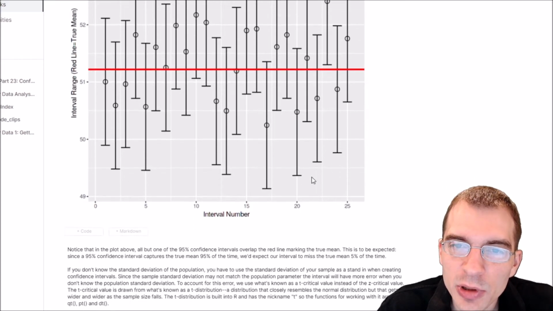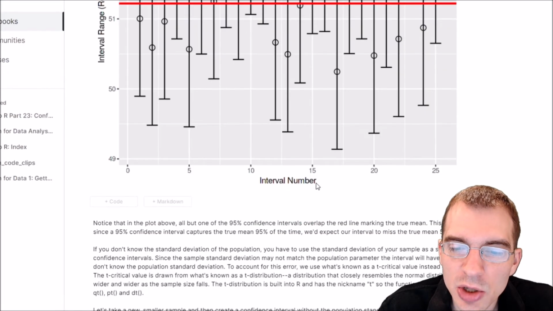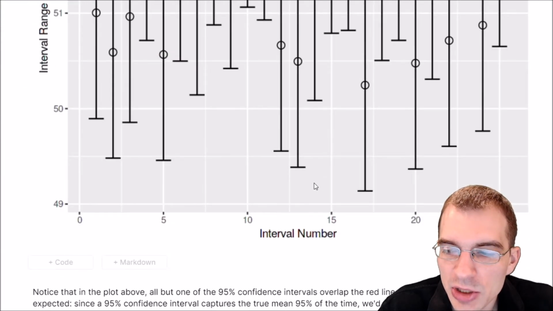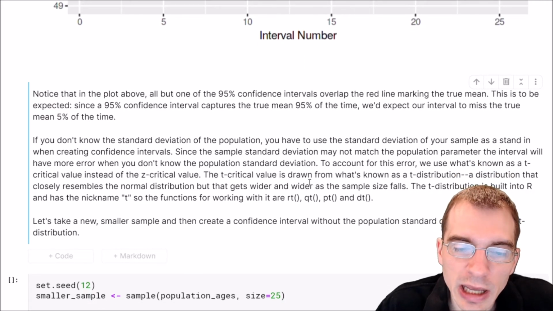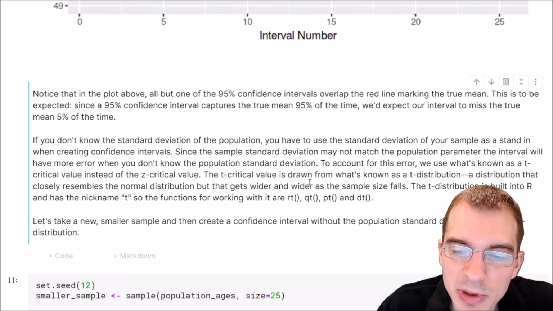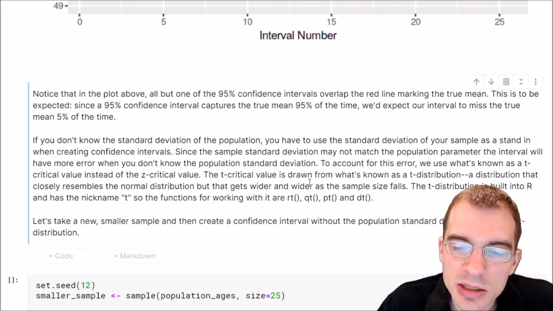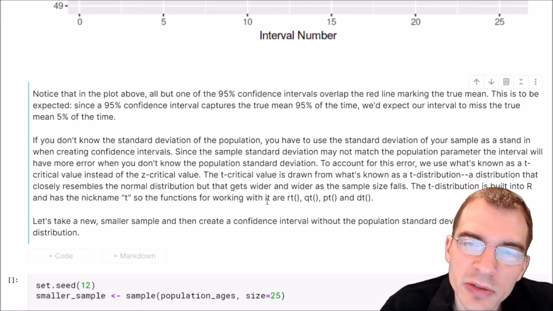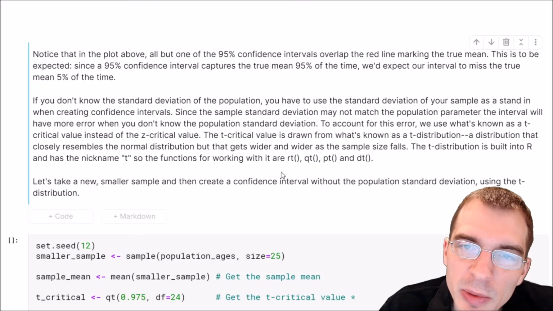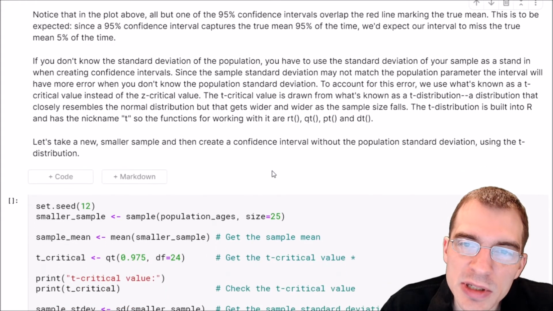Now in this example, we used a case where we actually did know what the standard deviation of the population is. That's not always going to be the case though. So if you don't have the standard deviation of the population, you can use the standard deviation of the sample itself as a stand-in for the standard deviation of the population as a whole when creating the confidence intervals. The problem with doing that, though, is that the sample standard deviation might not match the population standard deviation, so you have to account for that additional source of error.